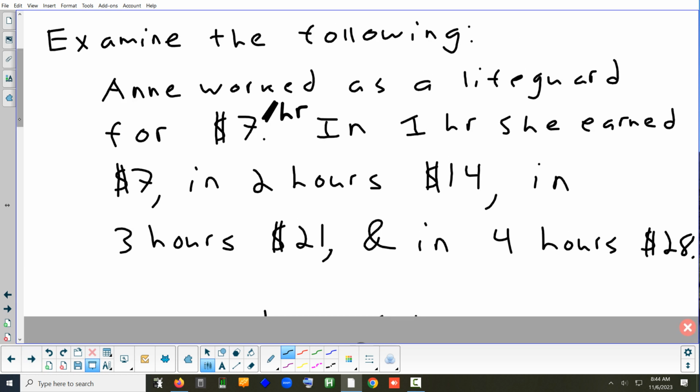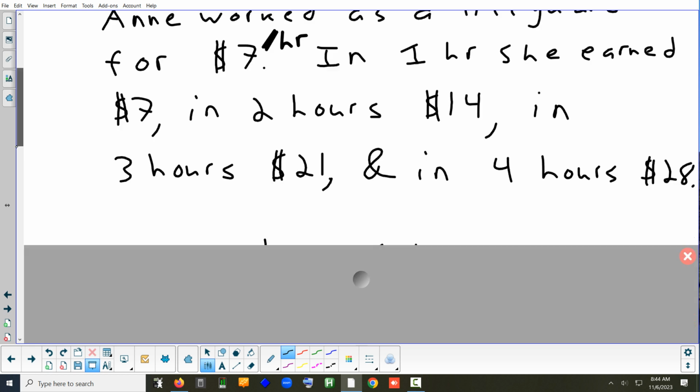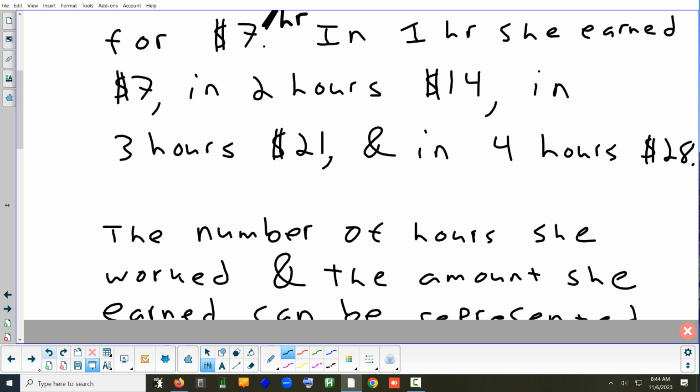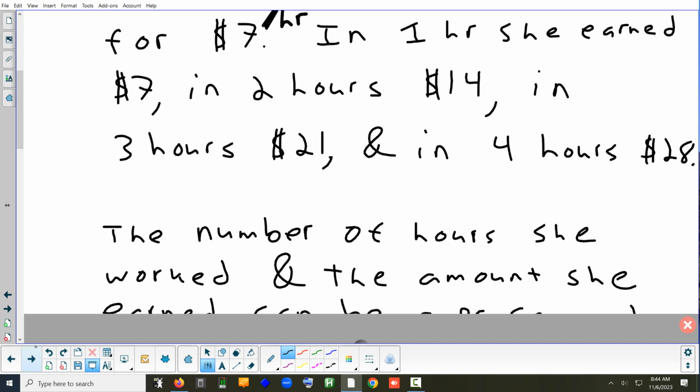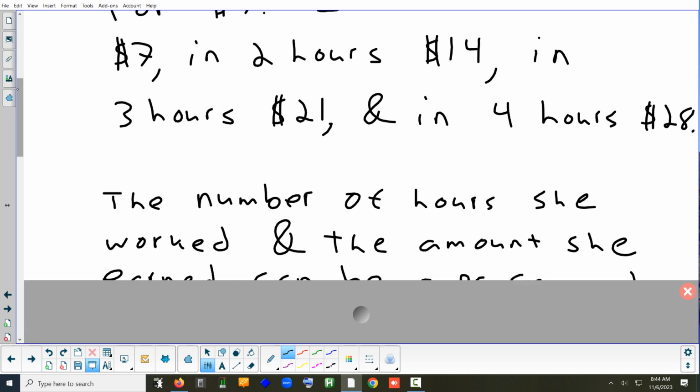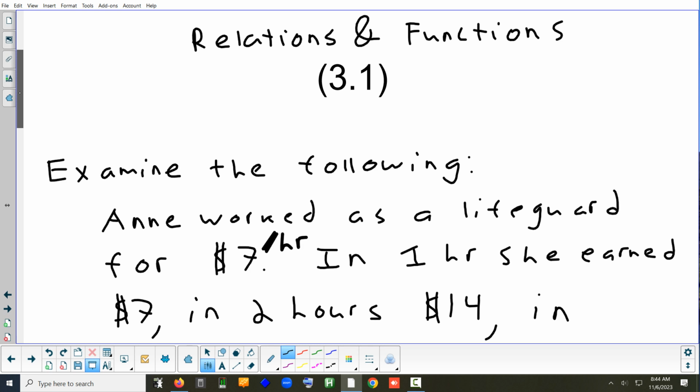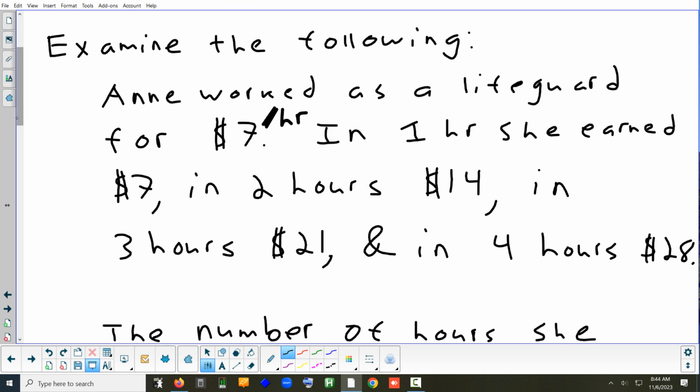So what happens in this case? If you think about the more hours that she works, what happens to her pay? Yeah? For every hour she works, an additional $7 is added. Yeah. So as she works more hours, her pay is going to go up. Right? And it's exactly $7 that it goes up every hour. So what I want to do is look at how we can represent this information. Instead of writing it as a sentence, I want to write it as coordinates. Okay? So each coordinate is going to have an hour amount and a money amount. Okay? So we're going to think of it kind of like that.